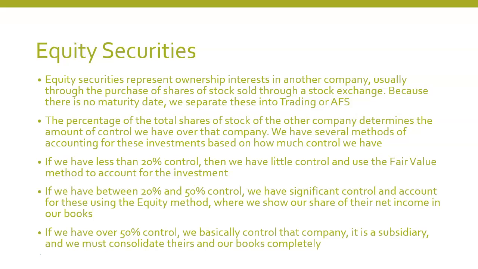Even if every other shareholder lines up against us, we got 51% or better, whatever we vote. Remember, every share comes with one vote. So if we have 51% of the shares, we got 51% of the vote. Even if everybody else votes against us, we got control. Then in that case, it's called a subsidiary, and we have to consolidate our books with that company's books, even if it's not a 100% subsidiary.